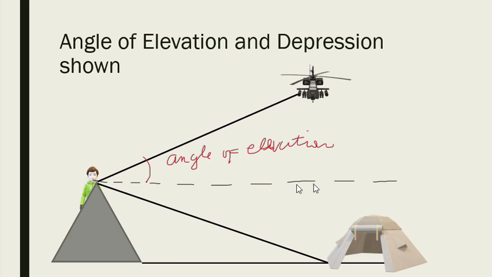And then the angle between the horizontal and your line of sight to the tent is called the angle of depression. So down here, if this is the angle of elevation, this other one is our angle of depression.